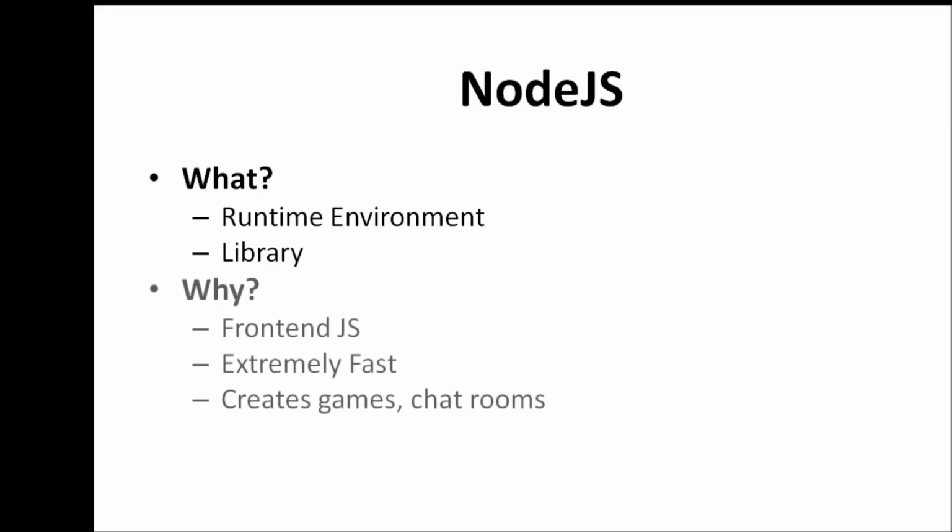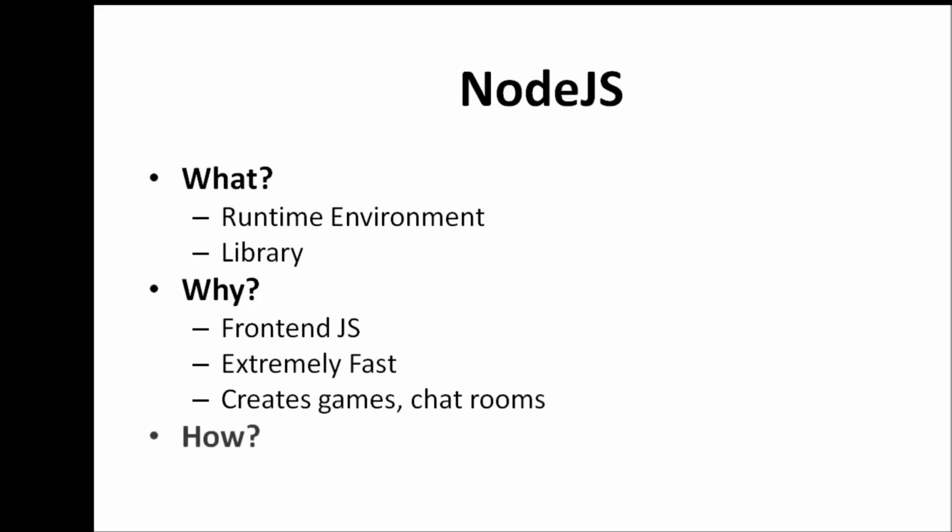Why do we use it? Now, we have already been using JavaScript for front-end development, and by using JavaScript for the backend as well, we are going to be reducing the complexity of building our application. And Node.js is extremely fast because it runs on the Google V8 engine. And because of its asynchronous event-driven model, we can create games and chat rooms where multiple users chat simultaneously with a lot of ease.